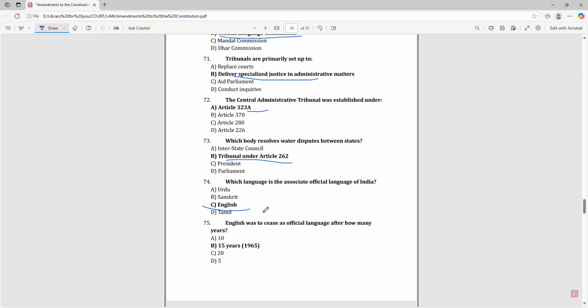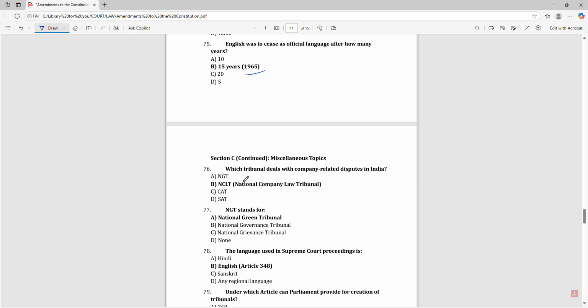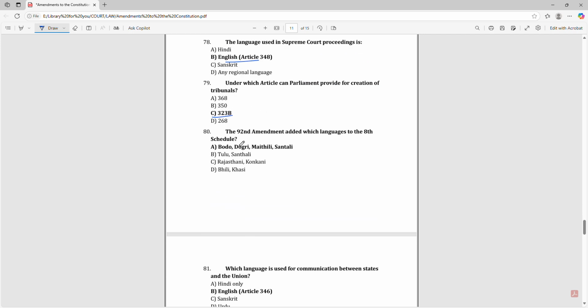English. English was to cease as official language after how many years? 15 years, in 1965. Which tribunal deals with company related disputes in India? NCLT, that is National Company Law Tribunal. NGT stands for National Green Tribunal. The language used in Supreme Court proceedings is English as per Article 348. Under which article can Parliament provide for creation of tribunals? 323B. The 92nd Amendment added which languages to the 8th schedule?